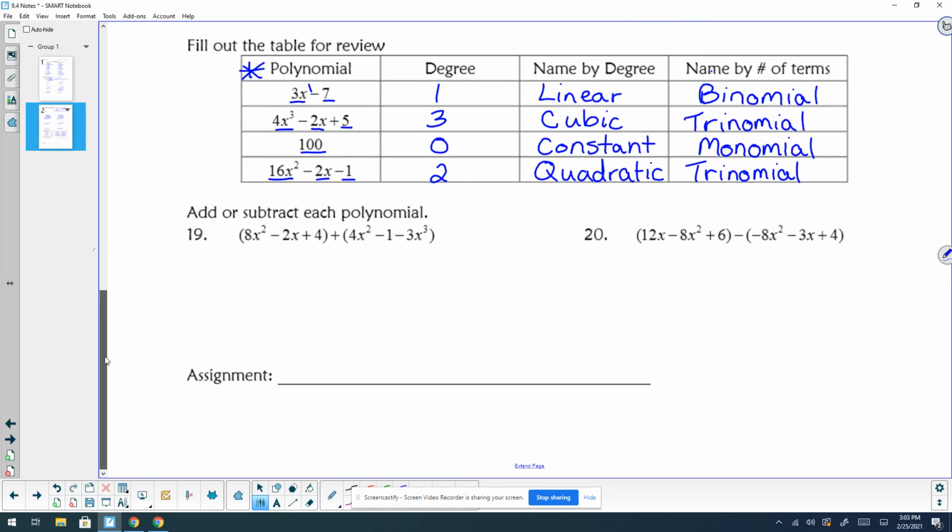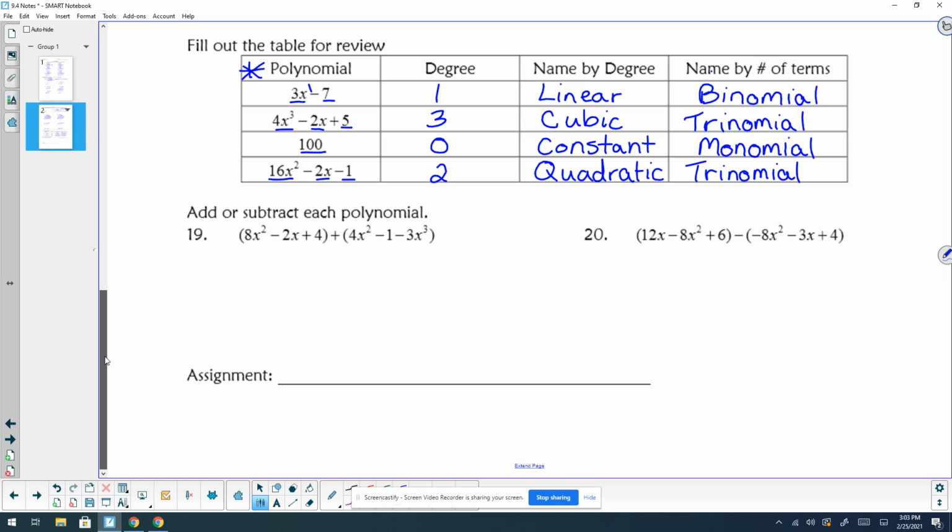At this point, it wants us to go ahead and add and subtract each polynomial. If I have a plus sign in between, I can just drop the parentheses. So I would have 8x squared. What that also means is I can reorder this if I want. So I have 8x squared plus 4x squared, because there's no negative in front of the 4x squared. Then I would have negative 2x. Oh, I'm sorry. I missed one here.